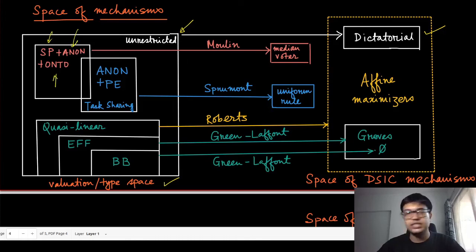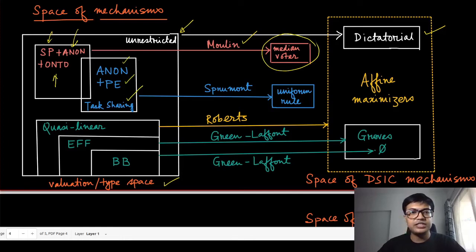Now let us look at the next domain restriction, which was single peaked preferences, and along with anonymity and ontoness, we have seen that this subclass can have non-dictatorial cases, and which falls under the class of mechanisms called median voter. In fact, this is if and only if, so both directions are true, and that is the result due to Moulin.